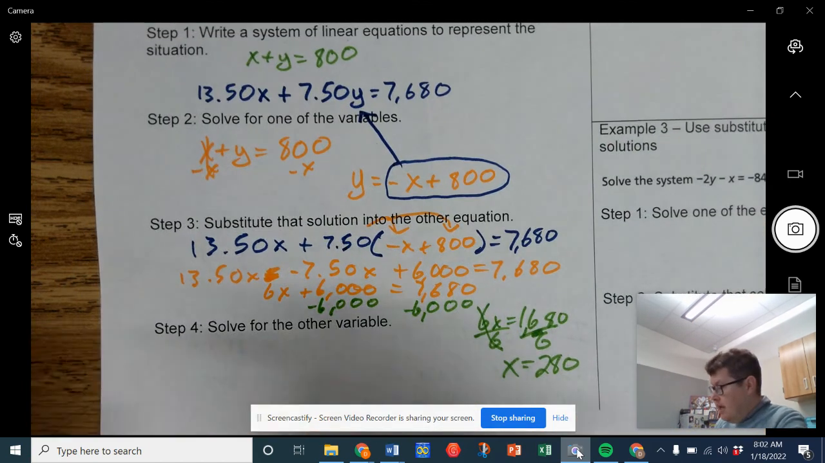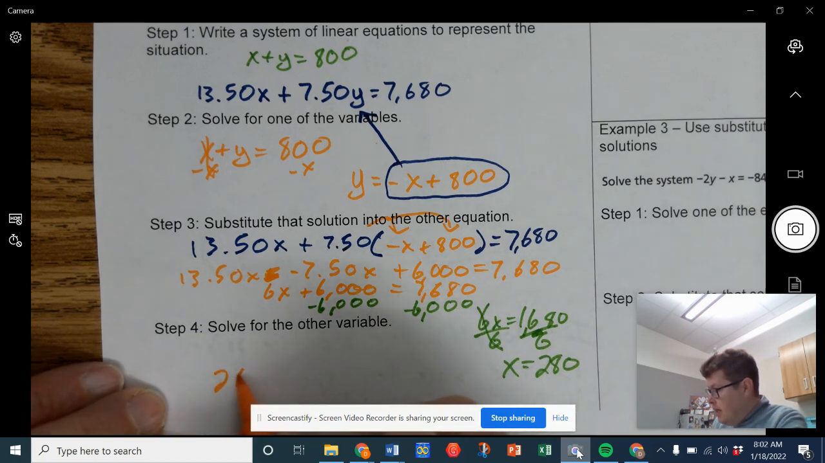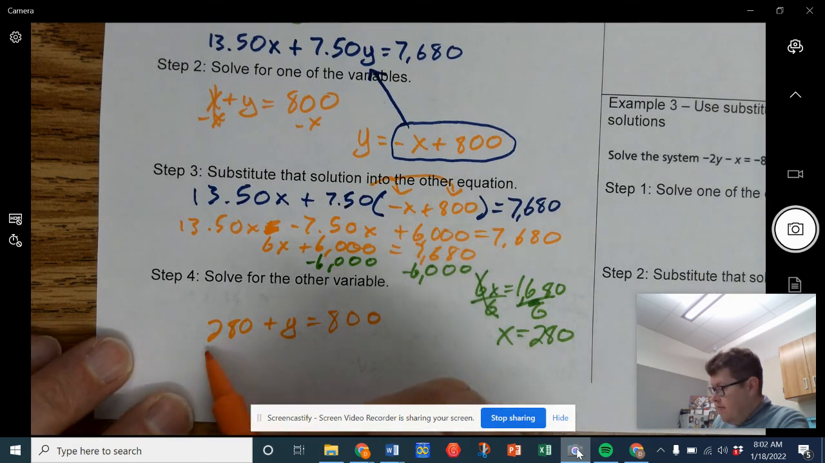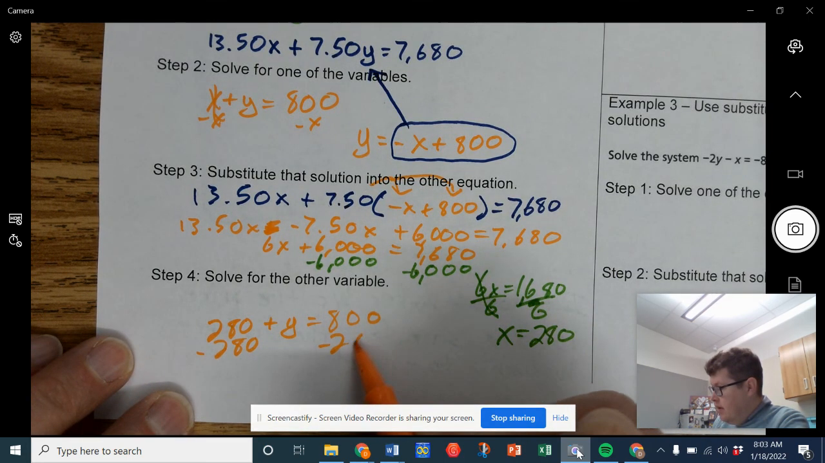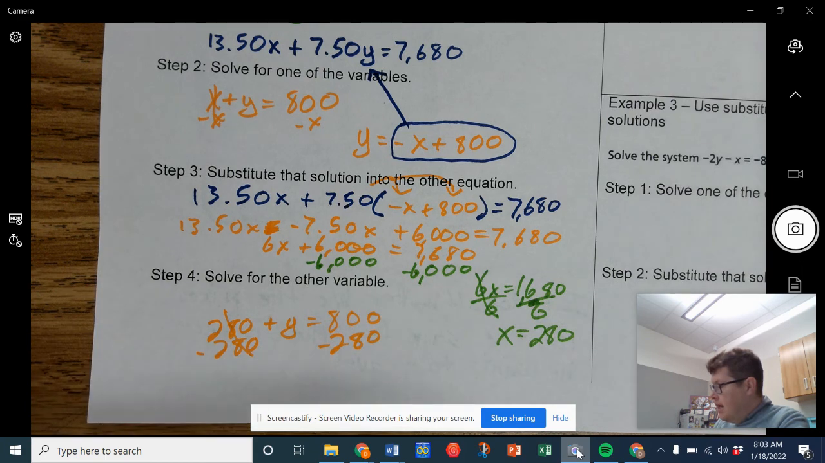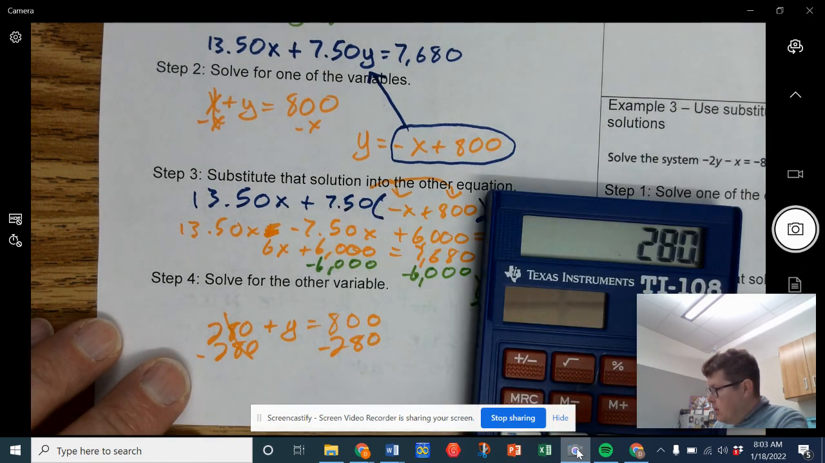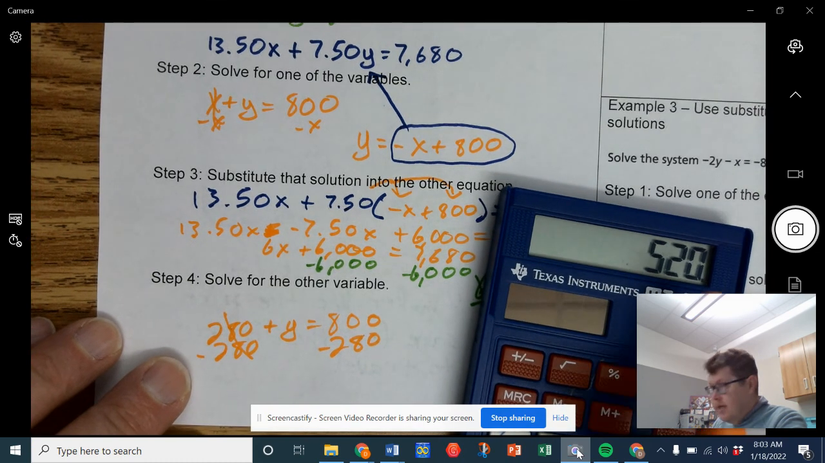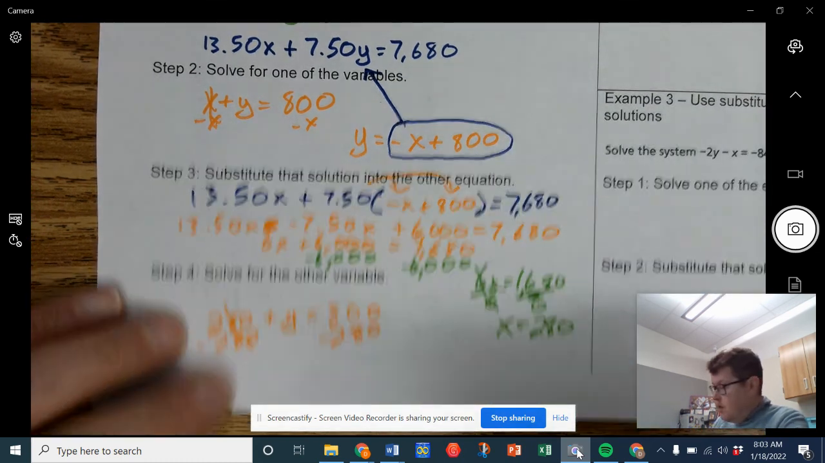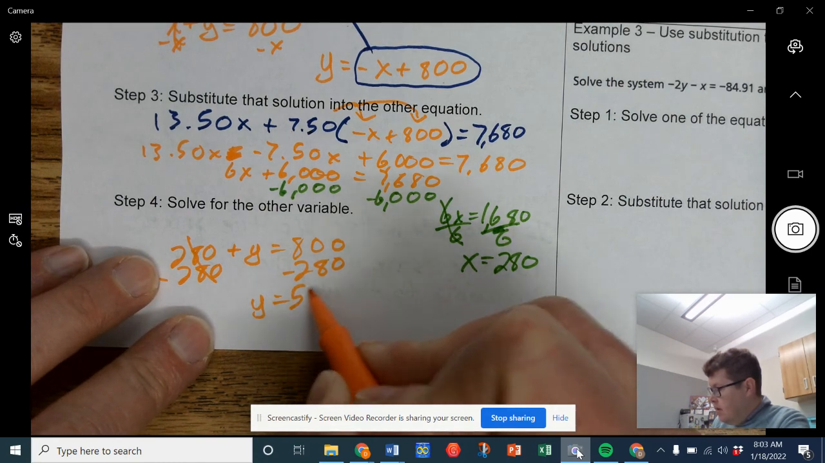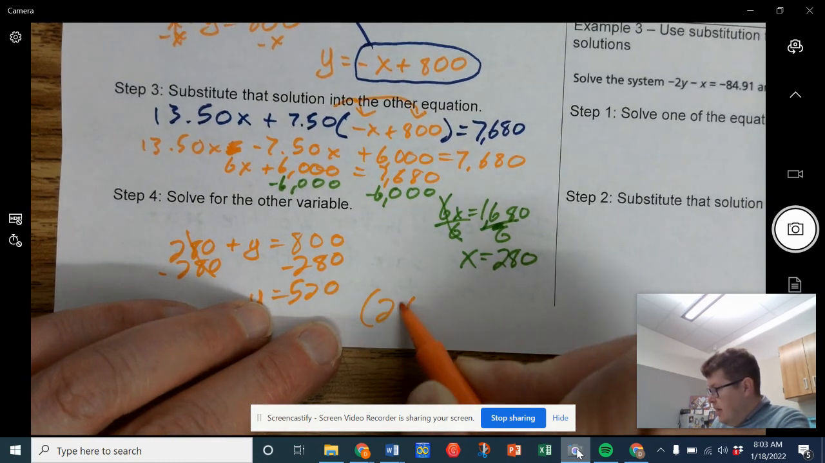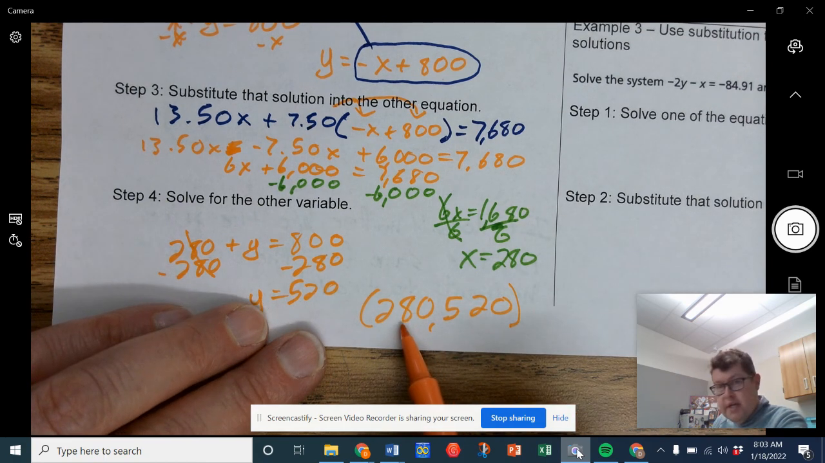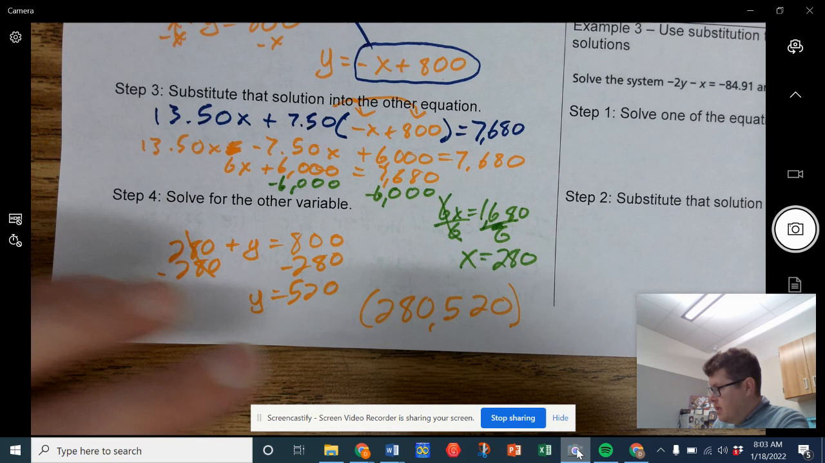So we take this 280 and plug it in here, so it becomes 280 plus y equals 800. Then all we have to do is subtract to get the other variable, because remember, we need an x value and a y value for these solutions. That gets us to 520. So the y value is 520, and our solution is (280, 520). That's the number of adult tickets, and that's the number of kids tickets.